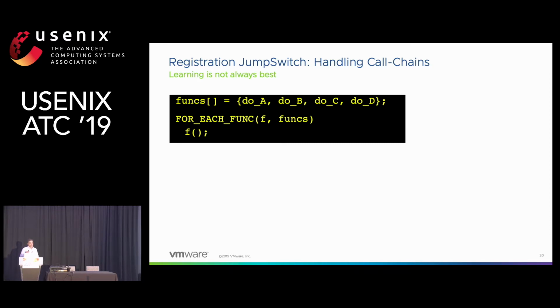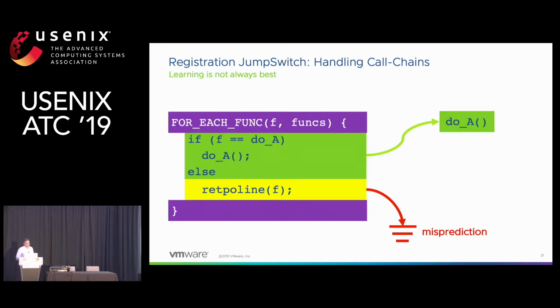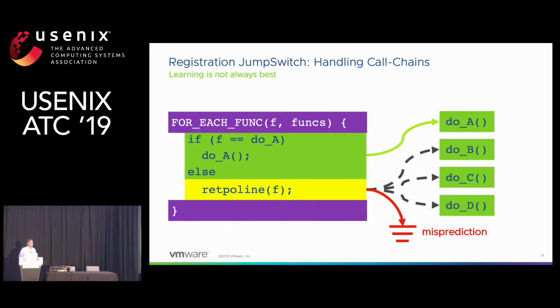If we have a call chain and we have this kind of invocation that goes through each one of the call chains and calls it, we have a problem. We can handle a single indirect call that turns out to be a Retpoline very nicely, as we saw before, using the inline jump switch. We can use indirect branch promotion. But when we have multiple ones being invoked in a loop, the problem is that the indirect branch that jumps to each one of those targets is actually the same indirect branch. So we are going to have many misses.